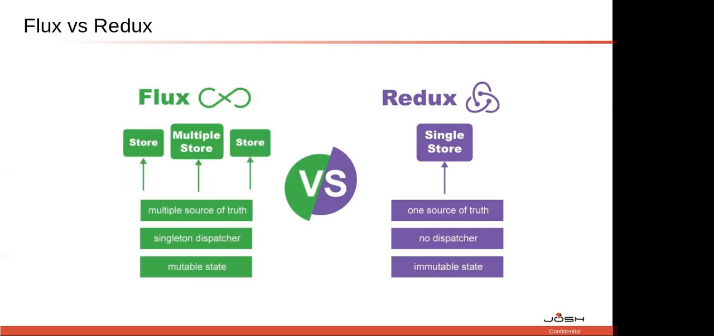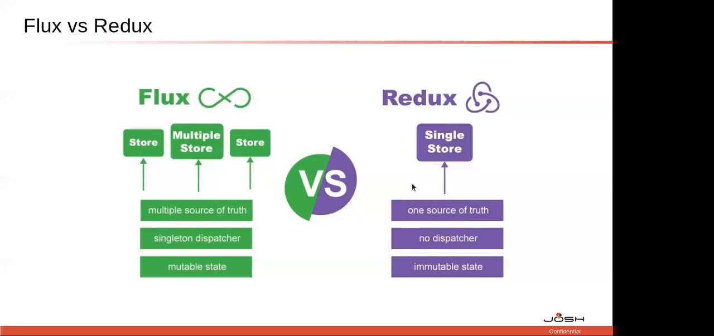Okay, so here we can see the main difference between Flux and Redux. Flux is an architecture used by Facebook, and in Flux we have multiple stores, while in Redux we have only one single store. Redux comes from Flux and uses the same architecture, but it has a single store and only one source of truth. We have just a single store, and we can update its properties only through the reducers.